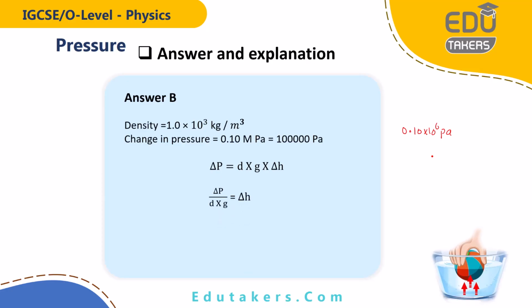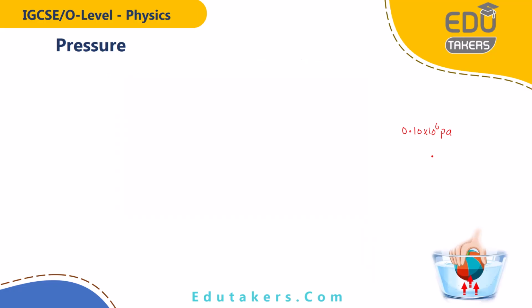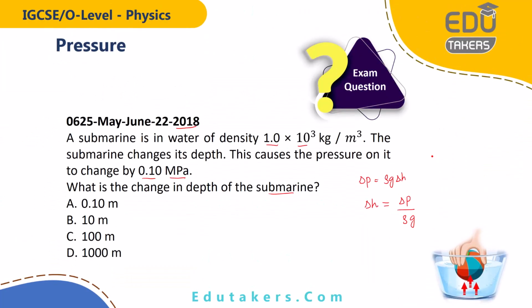Then rearrange this formula, put values here, you get the change in depth, which comes to be 10 meter. It means that answer B is correct. Let's go back and see the answers. The 10 meter depth is given in the answer B. It means that answer B is correct from here.